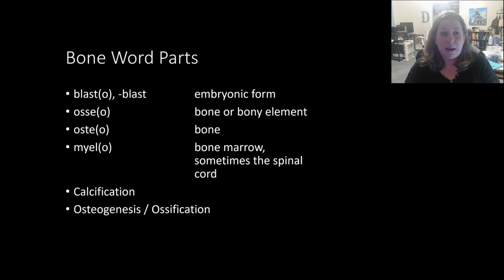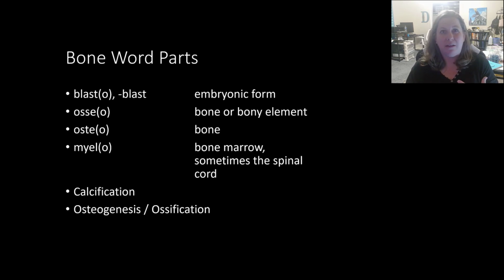Myleo is going to be talking mostly about the bone marrow. Sometimes we also see this term used for the spinal cord, which we'll talk a little bit more in the nervous system chapter. Another thing we want to hit on here is calcification. Calcification is the process by which organic tissues become hardened by mineral deposits. And so this is where we are taking that calcium and putting it into the bone to harden it up in order to give it that matrix, that structure for that connective tissue.